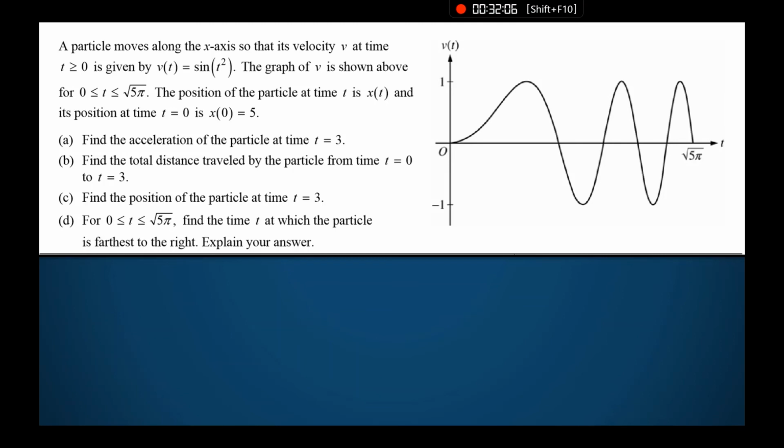Yes. So I want to know, on the interval from 0 to root 5 pi, what's the time when the particle is the furthest to the right? Do we have to find the extrema, the maximum? So we integrate and find out where it is 0, and then do the second derivative, plug it in, and see if it's positive or negative.